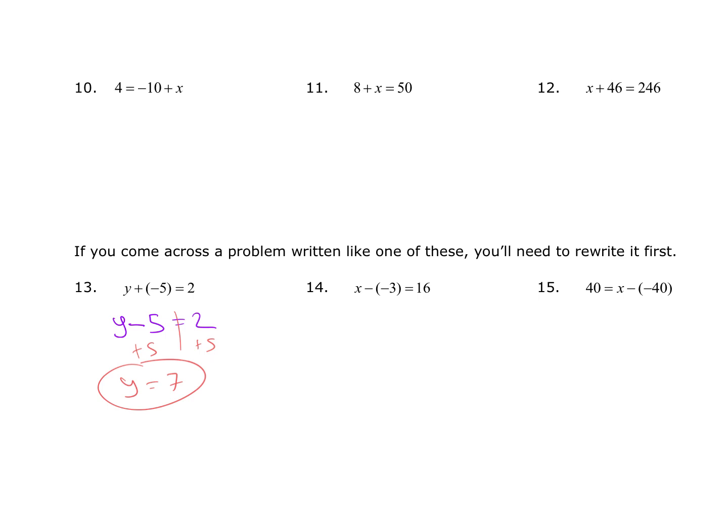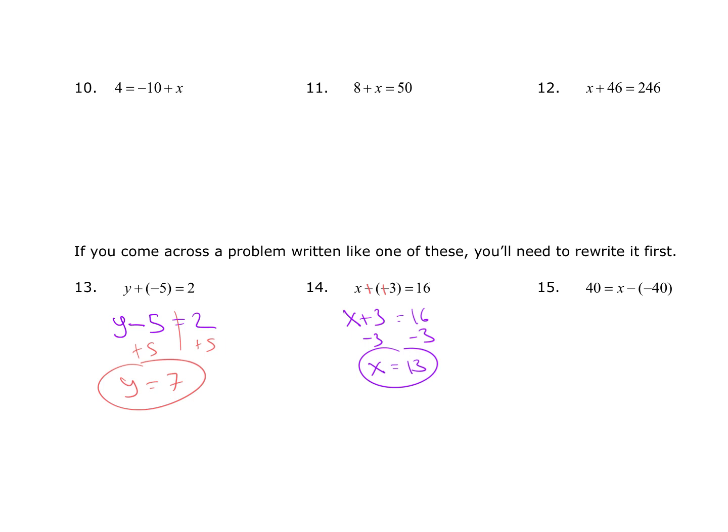14. X minus negative 3, I always like to think of that as minus negative becomes plus a positive. You make them both positive. So it's really just x plus 3 equals 16. And now I know I should subtract 3 from both sides. And we get x equals 13.